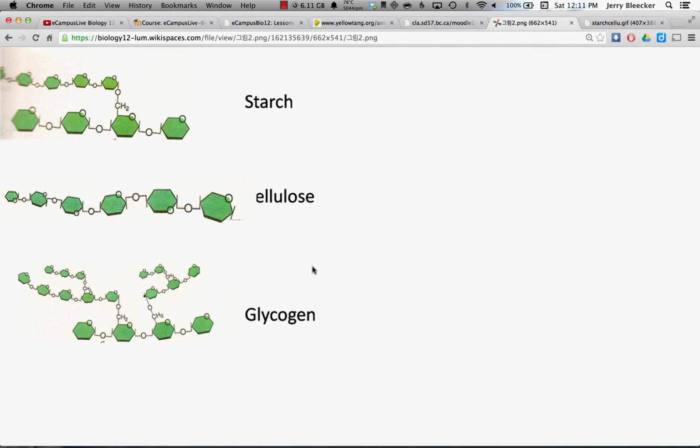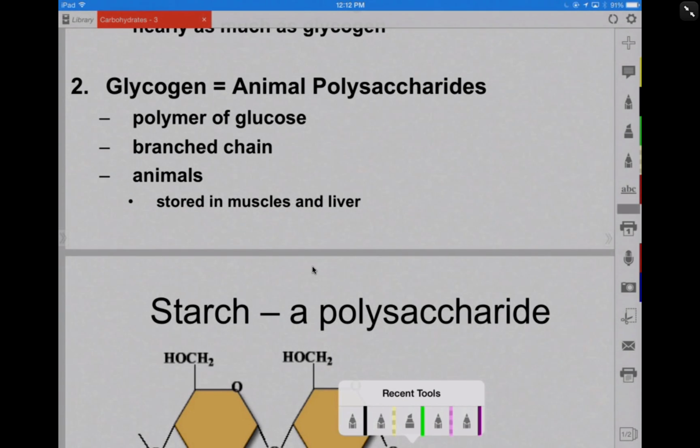Pretty neat stuff. Okay, so I'm going to keep this image here. It's important. It will come up again because we need to talk about what our polysaccharides are. Let's see here. Turn on mirroring, and we are back.